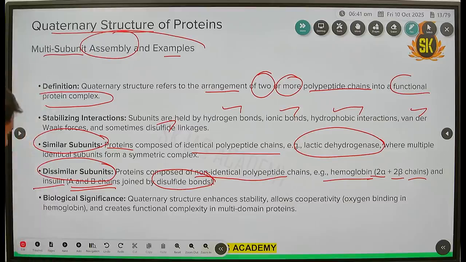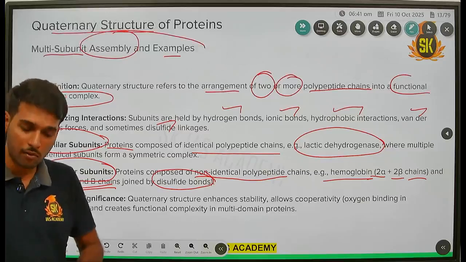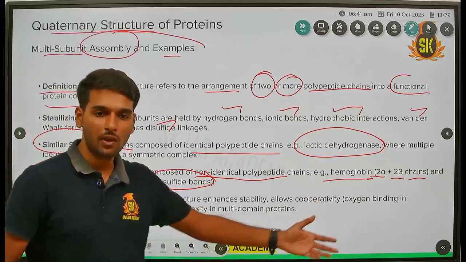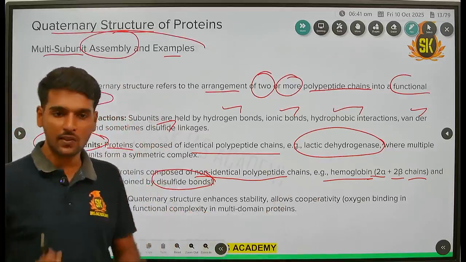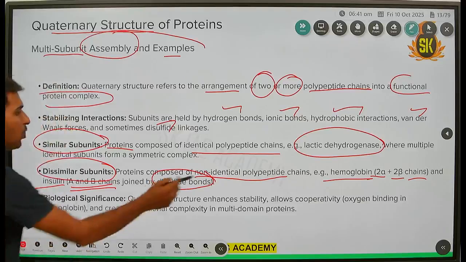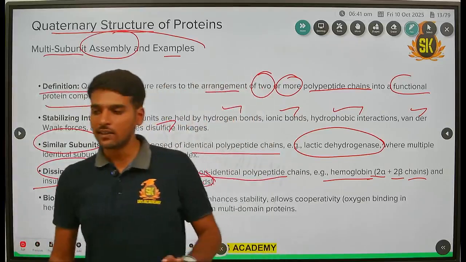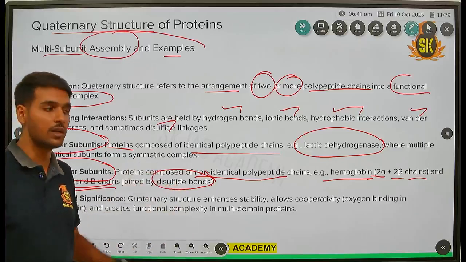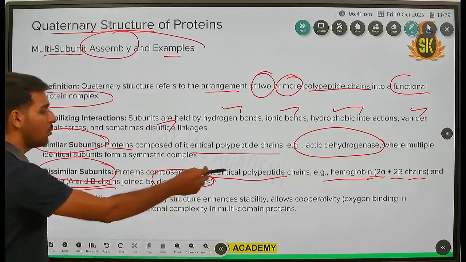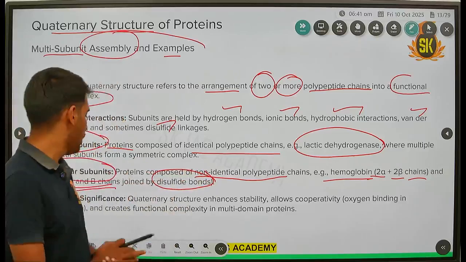Sir, you just now mentioned insulin in the tertiary structure. The tertiary structure further complexes into quaternary structure, but as a whole, insulin is considered to be a quaternary structure only. Hemoglobin, insulin, lactic dehydrogenase: in lactic dehydrogenase there are similar subunits, not dissimilar, and in hemoglobin and insulin we have dissimilar subunits.